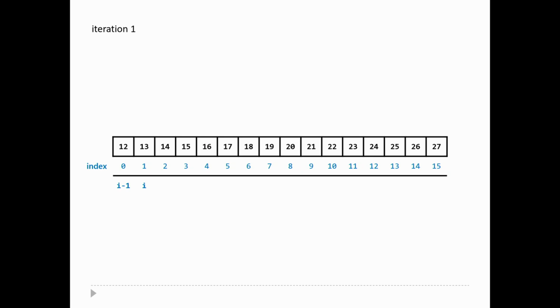So this is a picture of what's going on. When i is equal to 1, so iteration 1, it compares the first two elements. Then the next two elements, and so on, and so on. There's 16 elements in the array, so the maximum index is 15.